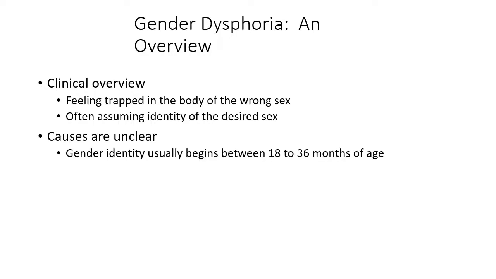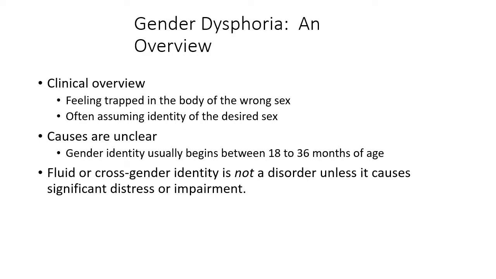As far as causes, it's traced back to about 18 to 36 months of age, because gender identity begins at about that age and continues throughout the lifespan from that point. And it does need to be pointed out, just like we've pointed out with some of the other ones, it is not inherently a disorder. It's only a disorder if it causes significant distress or impairment. Very clear, it's not a disorder unless it's causing significant distress or impairment to the individual.